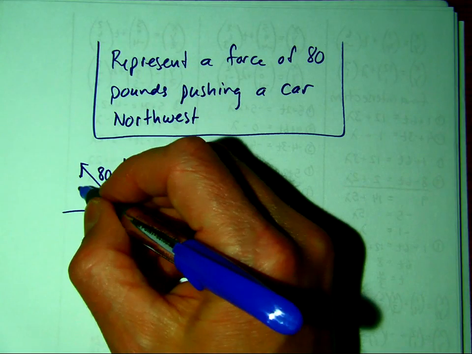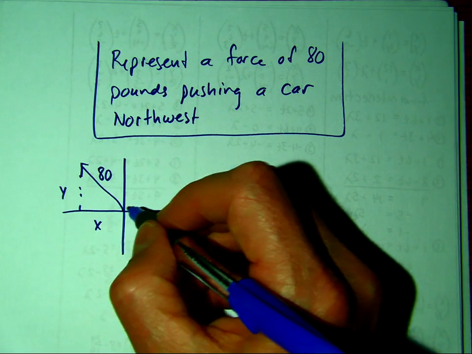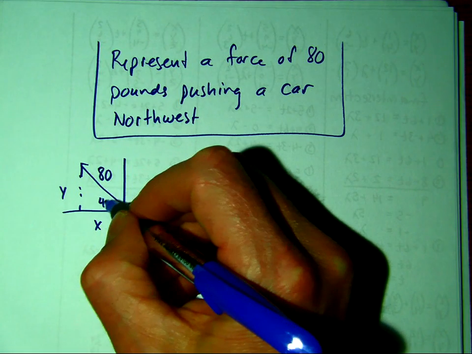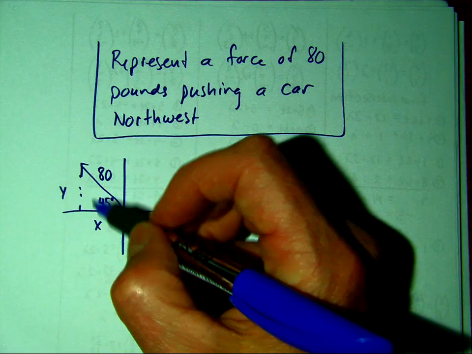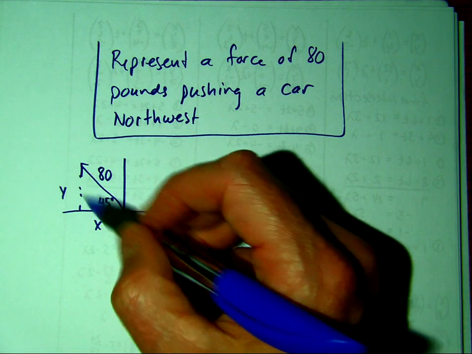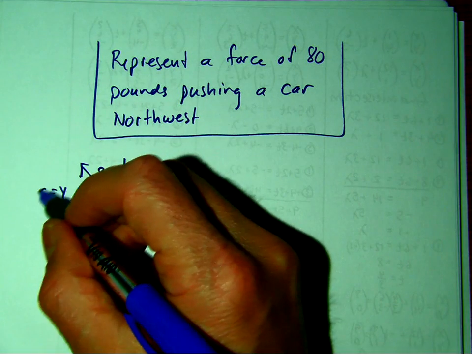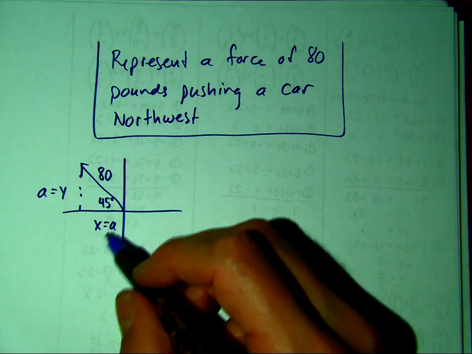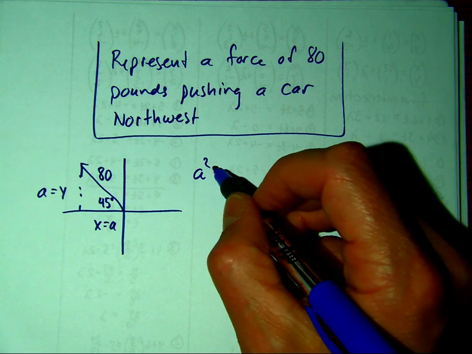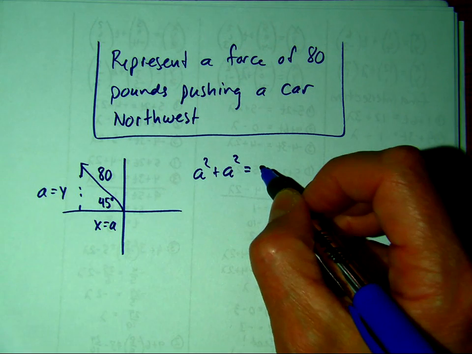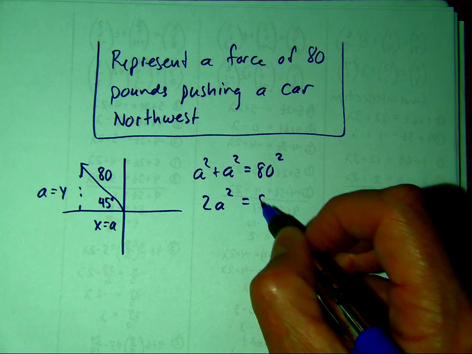And we have the x value, the y value. Since it's going northwest, we have a shortcut here because it must be a 45-degree angle. That means it's an isosceles right triangle. And we know then that x and y are equal, so they're both equal to the same value. And we could just say a squared plus a squared equals 80 squared.